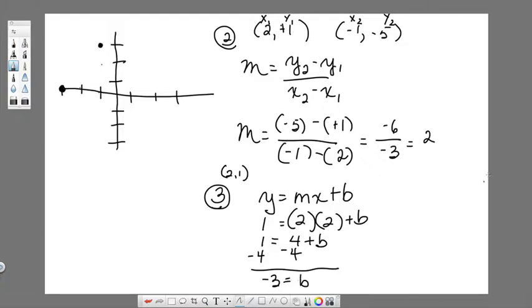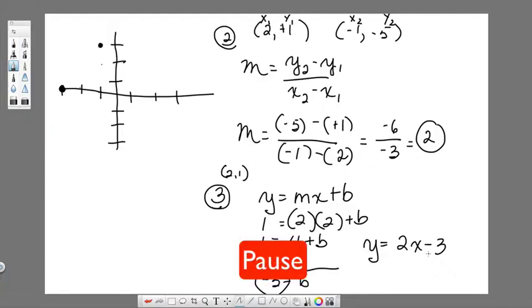Now I have all the information. I know the slope is 2. I know the y-intercept is -3. So the equation of my line is y equals 2x minus 3. We're going to need those three skills today to be able to be successful with this lesson. All right, so teacher, pause the video. Students need to go over it again.